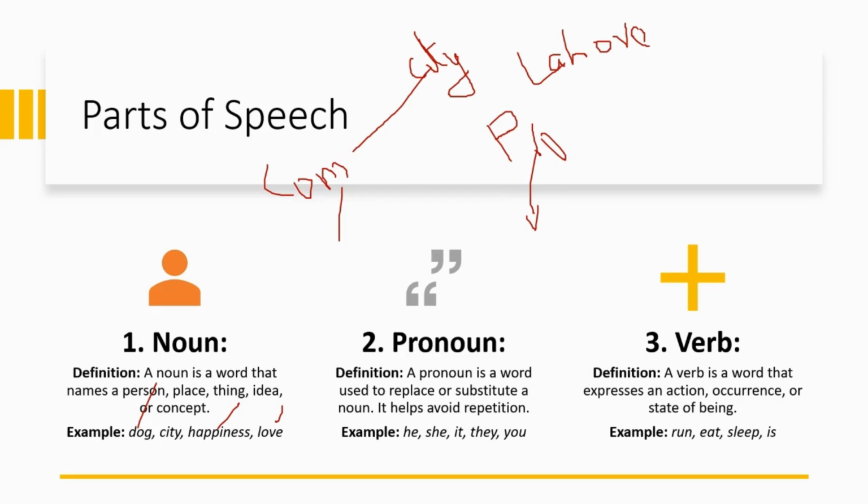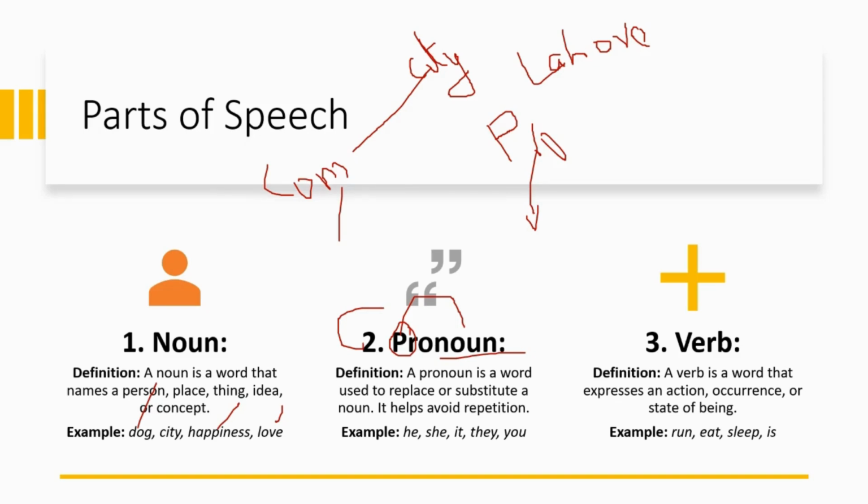Similarly, the next one is a pronoun. Pro means for, noun means name. So pronouns are words used in place of a noun. A pronoun is a word used to replace or substitute a noun.